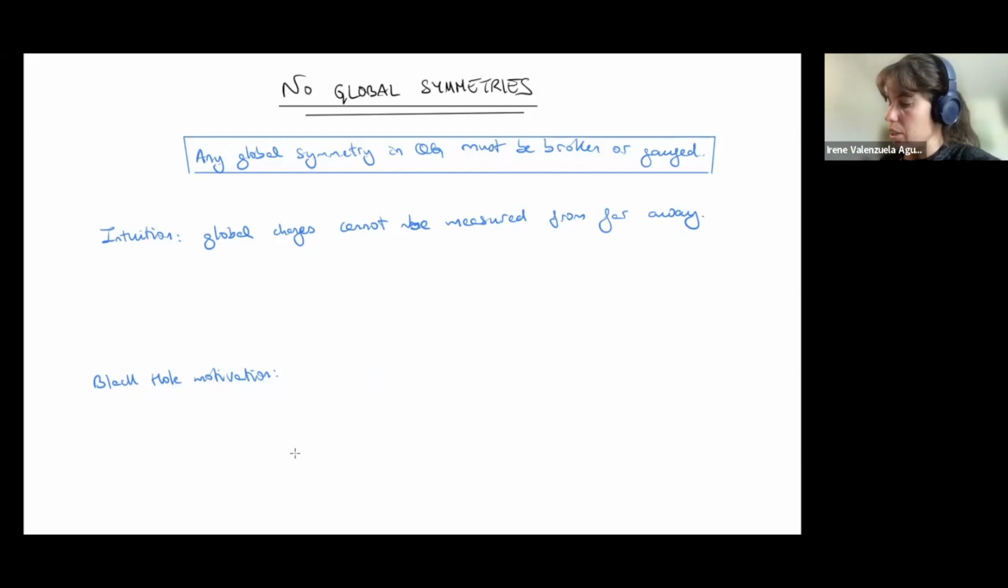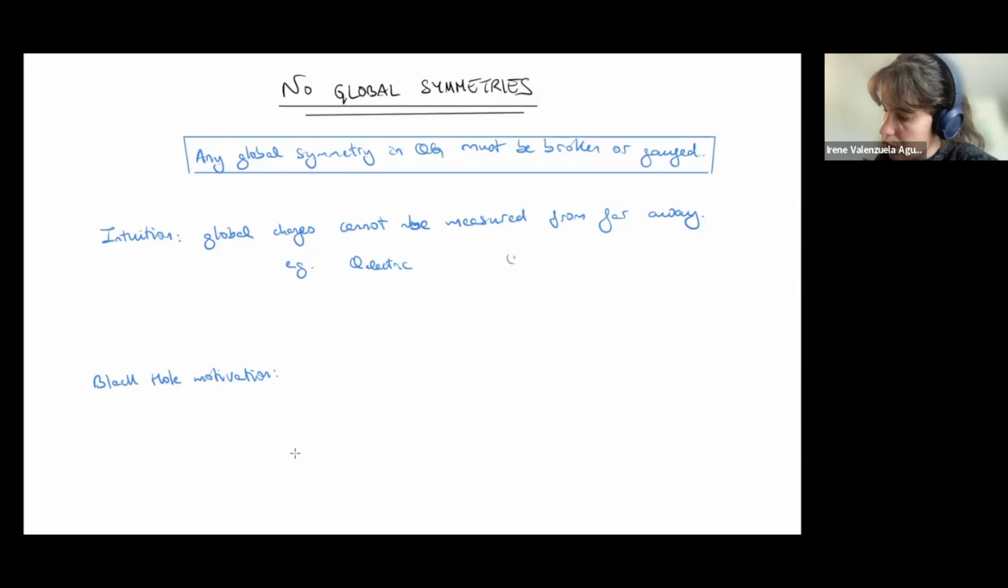Okay, so intuition. Just for everybody to keep in mind, global symmetries are conserved charges that you cannot measure from far away. I'll give you two examples. If I have an electric charge, for instance, in the standard model of particle physics and I have some process, the electric charge is conserved. It's a good symmetry. This is one symmetry of the standard model.